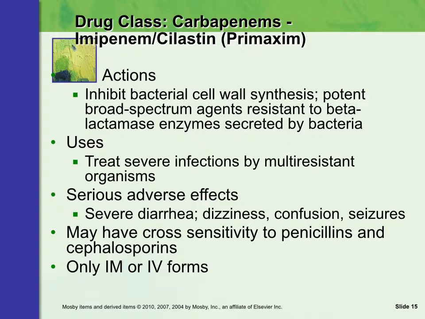The reason why there's a cross sensitivity is that they have the beta lactam ring in terms of the nucleus, the membrane that surrounds the nucleus, so a cross sensitivity can develop since they have a similar chemical structure.